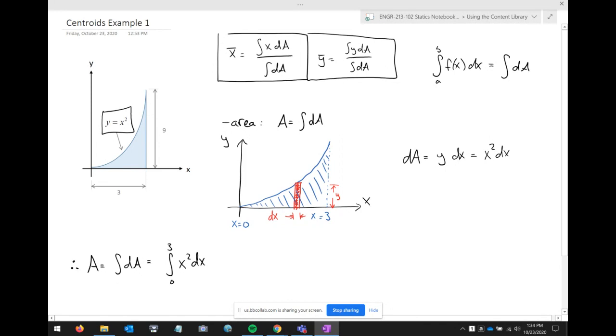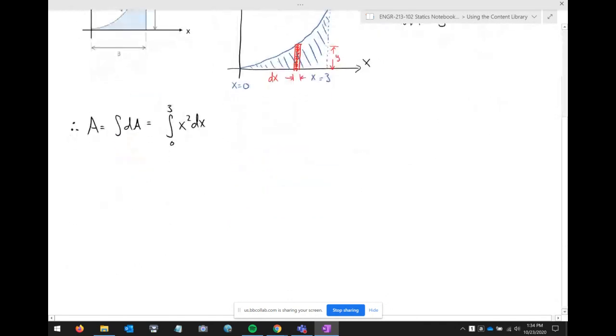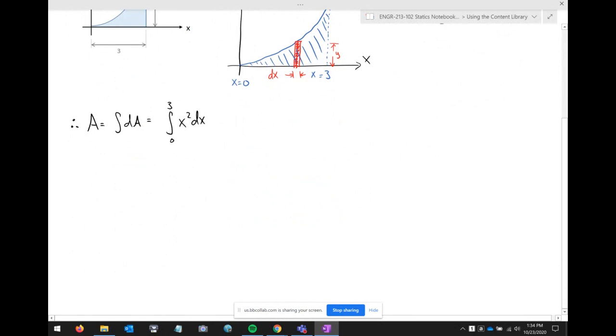Now, that should be pretty easy, just setting up that integral. Everybody with me so far on this? Any questions on setting it up? I mean, that should be pretty simple from Calc 1.